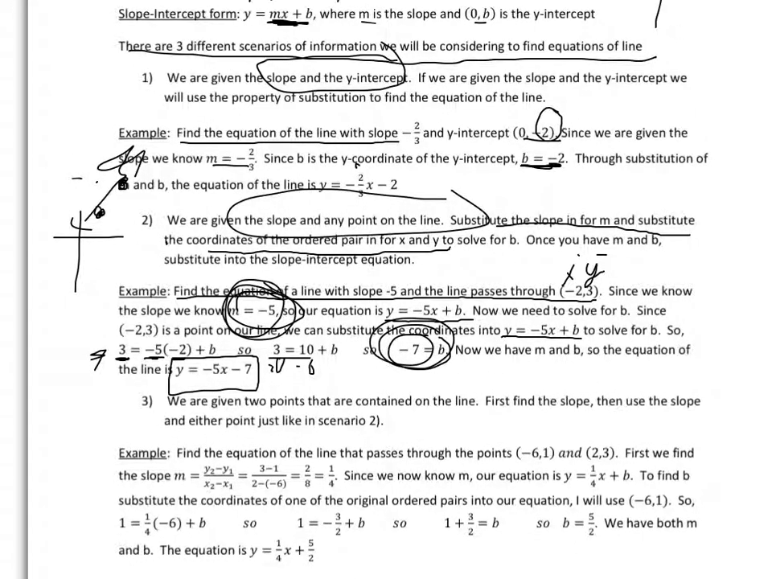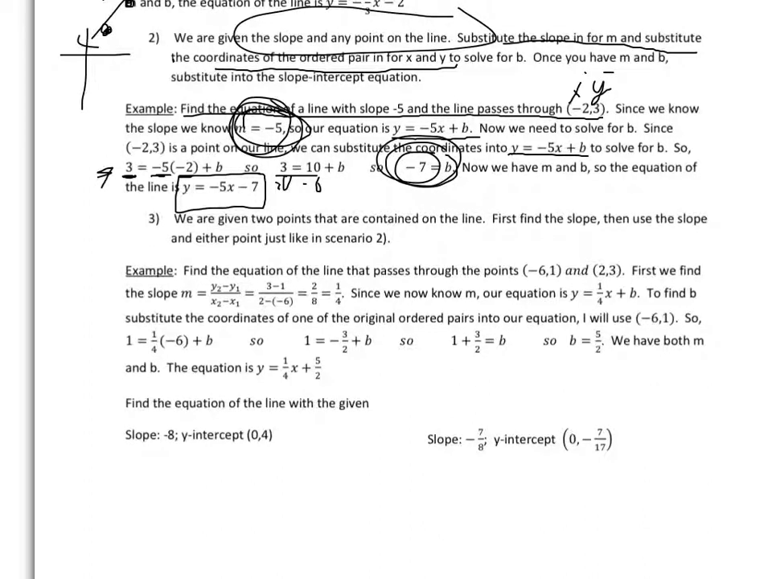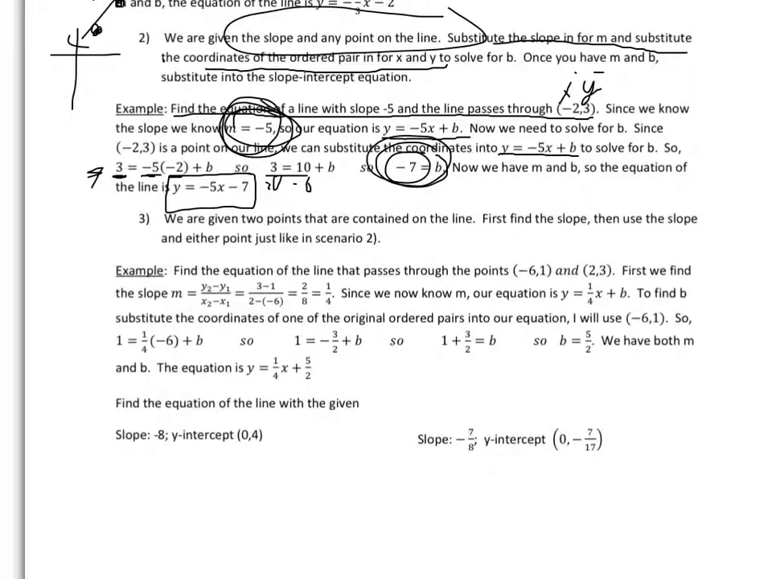Plug our m and our b in. Second thing, they give us the slope and a point on the line. Plug the slope in. Plug the ordered pair in for the x and the y, here and here. That will help us solve for b. Once we have our m and our b, we plug it into y equals mx plus b, or f of x equals mx plus b.